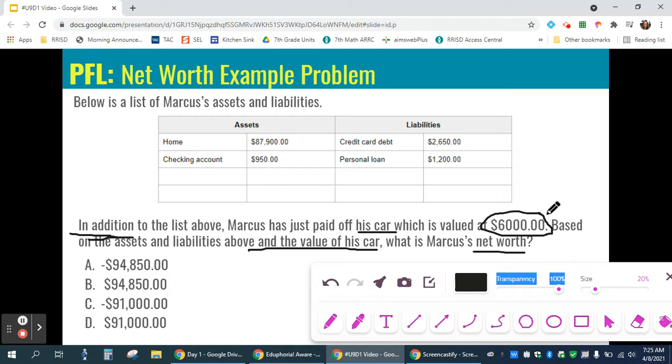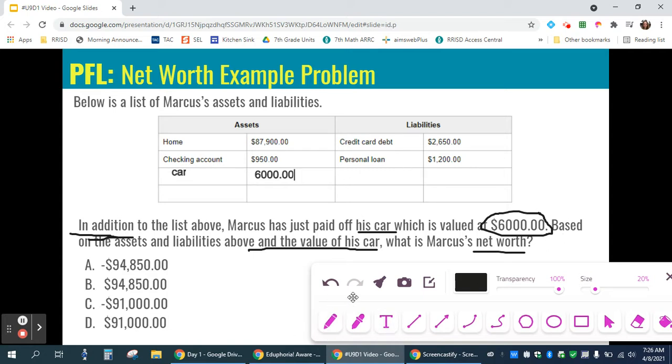Okay, so first we have to determine this $6,000, is it an asset or a liability? Now, if he was still paying it off, I would say, oh, you owe money on that. It's a liability, right? But since he just paid the car off, he completely owns it. And if he had to sell it for some quick cash, he could. That means it's an asset. So his car is worth $6,000. So that is considered an asset.